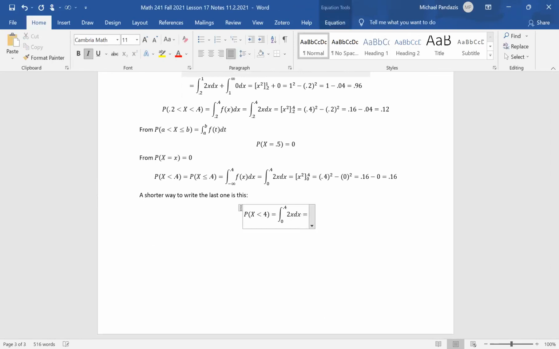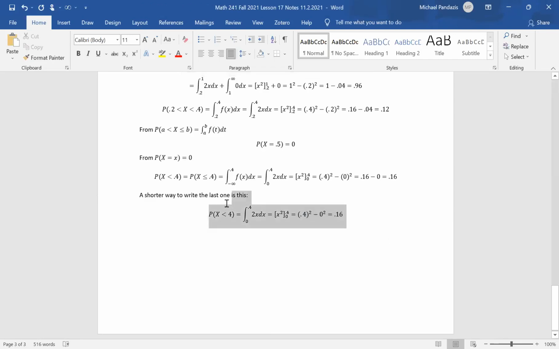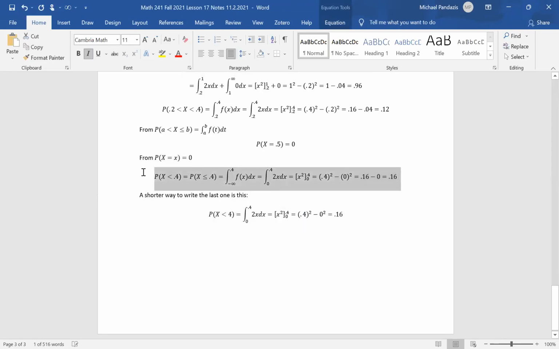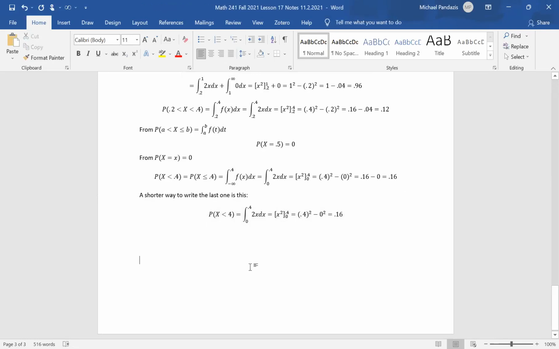And so then this is equal to, the rest would be the same, x squared evaluated from 0 to 0.4. So that's equal to 0.4 squared minus 0 squared, and that's equal to 0.16. I'm just doing this so that there's no confusion. You don't have to write all those steps there. I'm doing it just to break it down step by step for you so it makes sense. You can write it like this, and that's absolutely right.